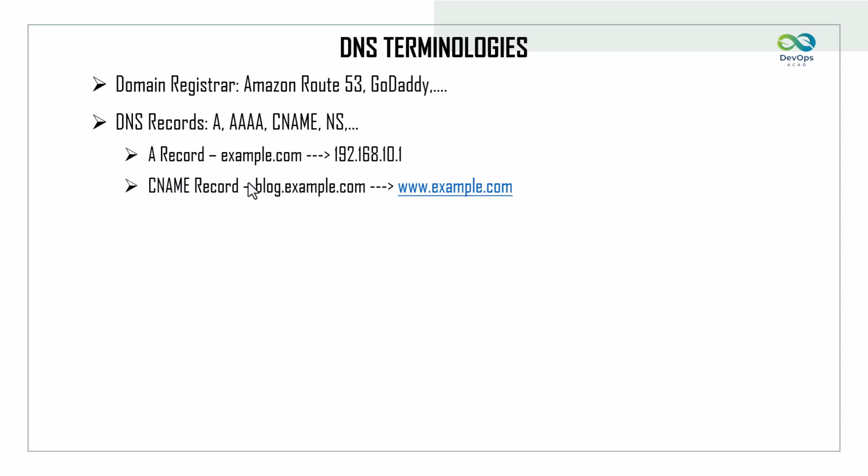For example, I have this new host name called blog.example.com, and then I can map that name to www.example.com. Which means anybody that accesses blog.example.com will be redirected to www.example.com. So that is what the CNAME record is.